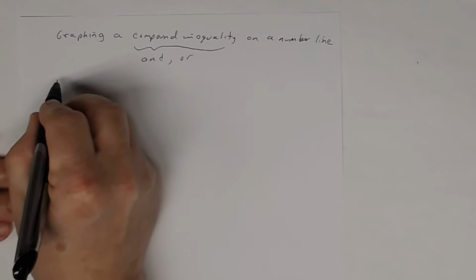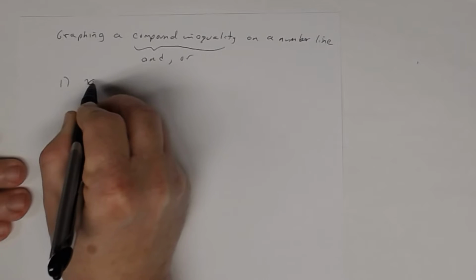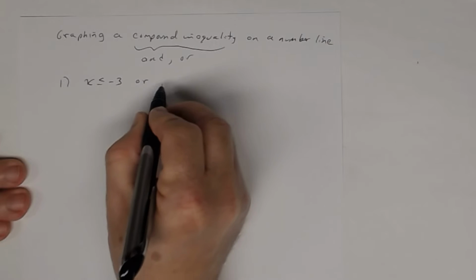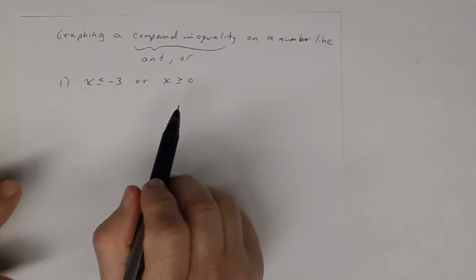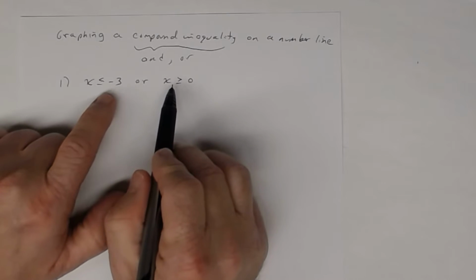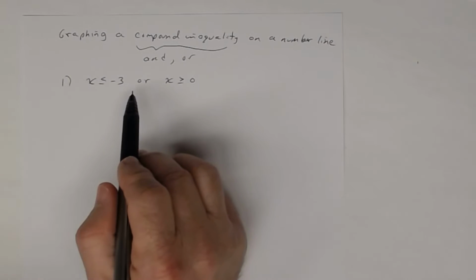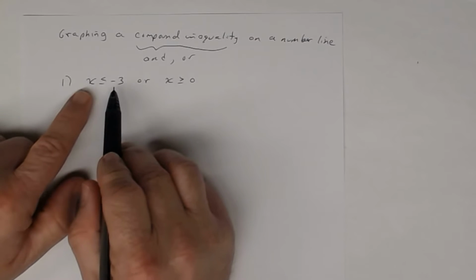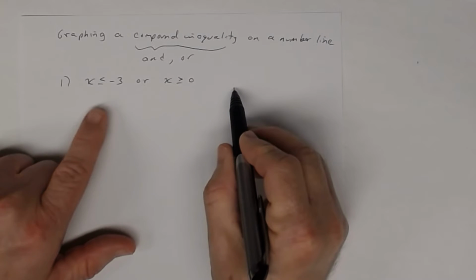All right, so for example, let's start with the first one. Let's suppose we had this inequality, x is less than or equal to -3, and then the word "or," and then this inequality, x is greater than or equal to 0. What makes this a compound inequality is that you have two simple inequalities with the word "or." To solve this compound inequality, we're going to look at each of the solutions on the number line. So the approach is to look at the number line for each of those.